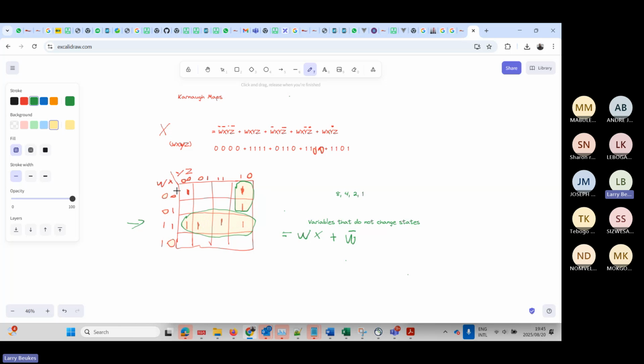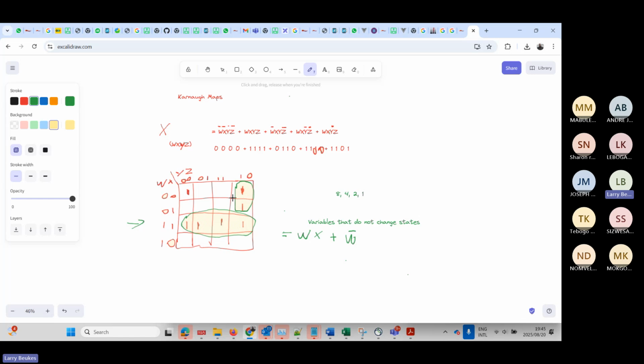X, this group consists of 2 rows. In the first row, the value of X is 0. In the second row, the value of X is 1. So what do we do? We throw it away.